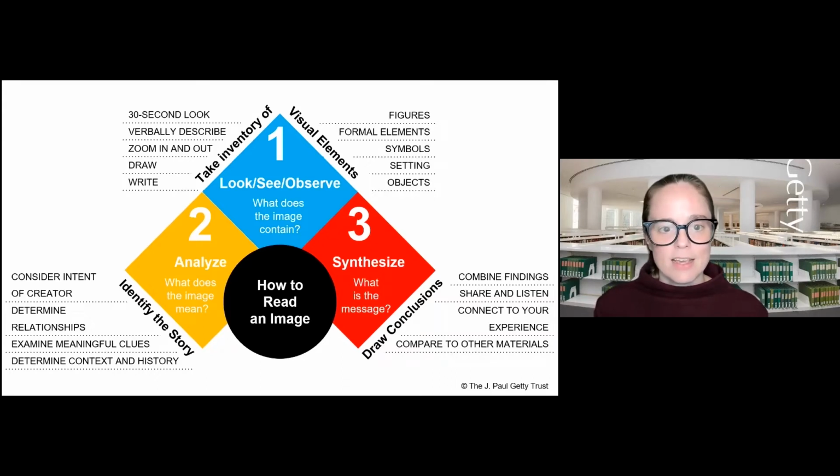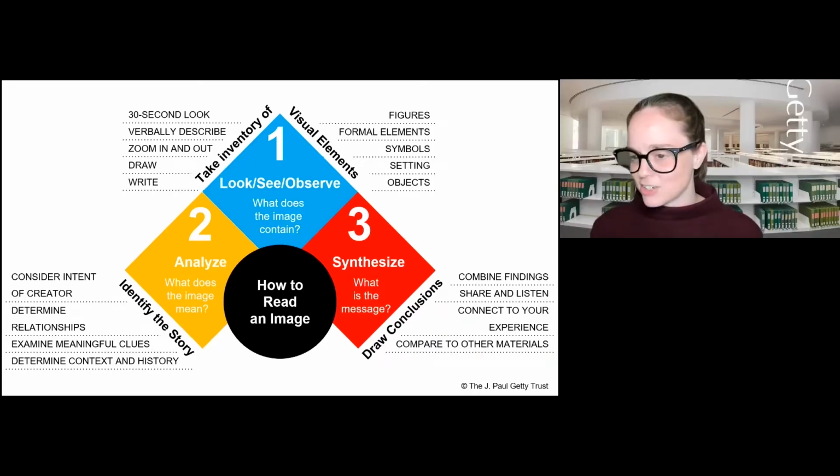So now that I've gone over the benefits of discussing art with students, I'm going to hand it over to my colleague, Rebecca, who's going to delve into the characteristics of a productive discussion.